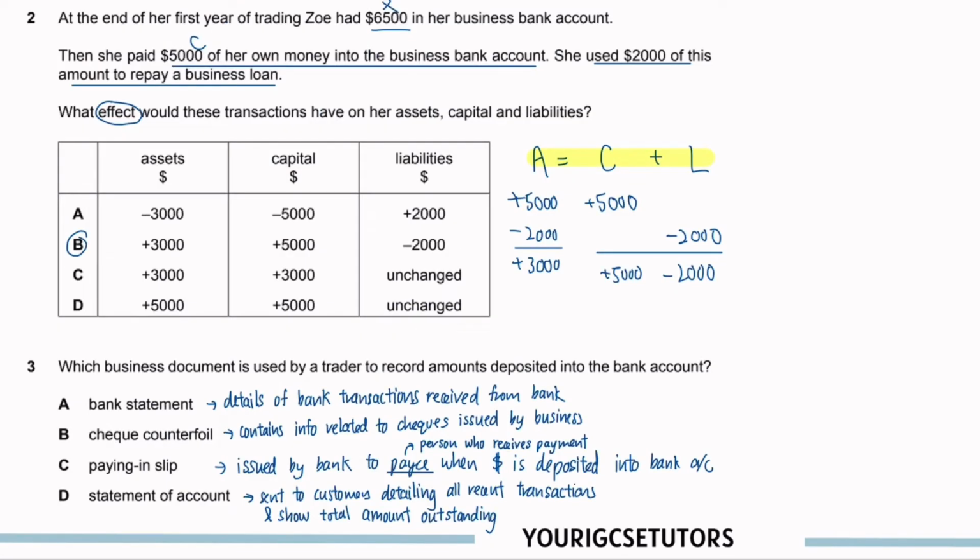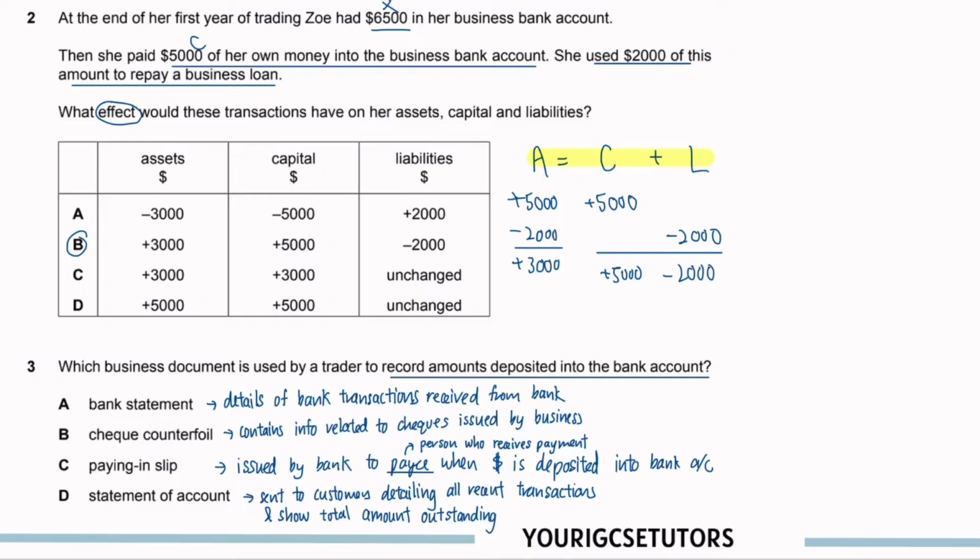Question 3. Which business document is used by a trader to record the amounts deposited into the bank account? You can look at the description beside, which is the definition of each business document. Let's see the first one. Bank statement is the details of the bank's transactions received from the bank. So it's issued by the bank to the business. So no, it's not this answer.